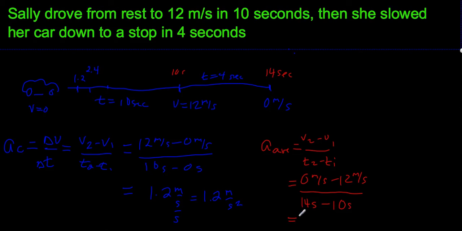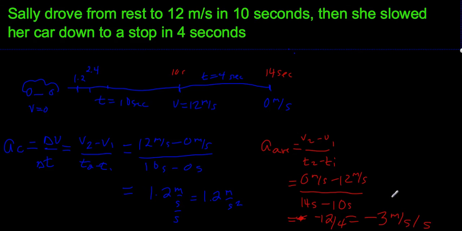her speed change is going to be negative 12. Let me rewrite that. Negative 12 divided by 4, which is going to be negative 3 meters per second, which means for every second that she was going on this path, she was losing 3 meters per second of her velocity, which means she was slowing down.